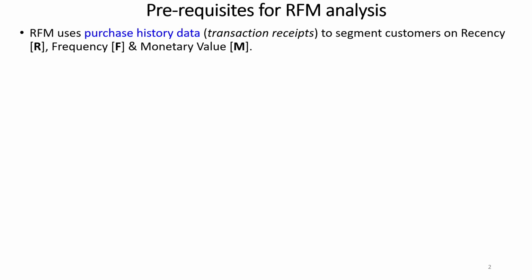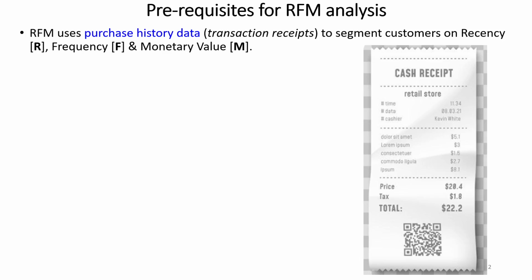Just as a quick recap, the prereqs for the RFM analysis. RFM is a segmentation method that uses purchase history data, so transaction receipts and so on. Think of a classic grocery receipt of this sort, to segment customers based on three things, R, F, and M, which stand for recency, frequency, and monetary value.